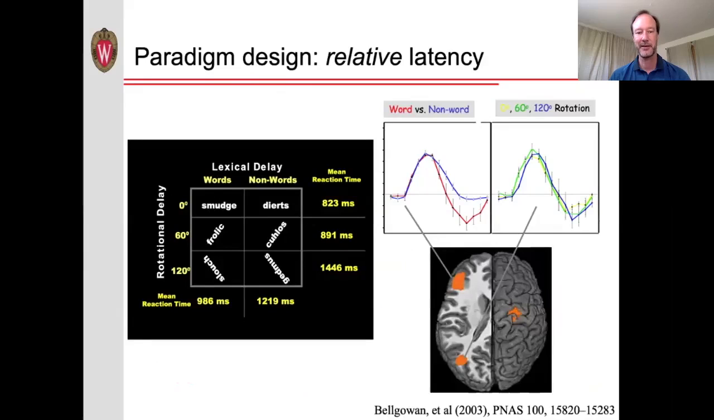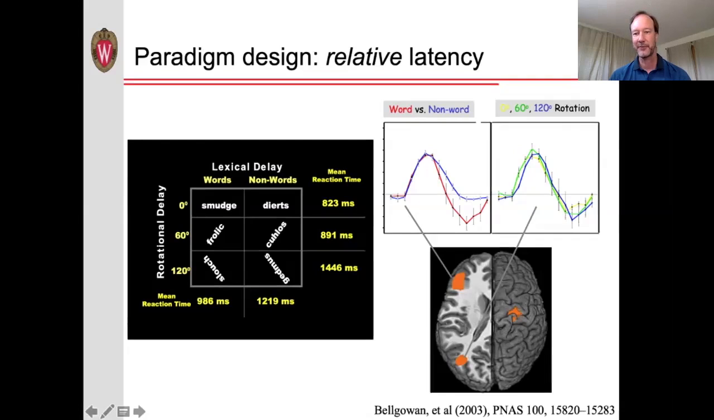Now, this can be done not just in the visual cortex. Here's an example from a study from Pat Belgowan showing a task where a person had to decide whether something was a real word or not. That is a word or a non-word, a word that is pronounceable but is not a real word in the English language. And these words were also rotated by different degrees. Now, in order to do this task, your brain first has to mentally unrotate the word and then decide whether it's a word or not.